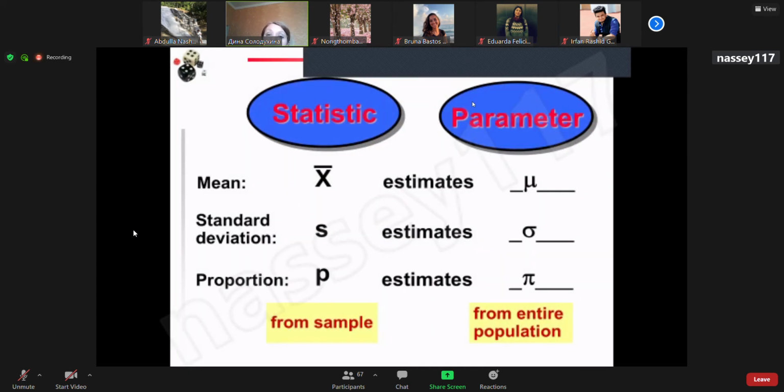Some important definitions. If you have a sample, we use the mean, we use standard deviation, and we use proportion as estimates. If we have a population, we will use parameters which are written by the Greek letter mu. Our standard deviation will be sigma, and proportion will be p, the Greek letter.